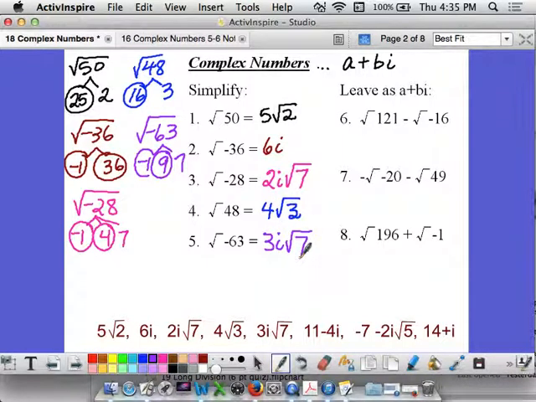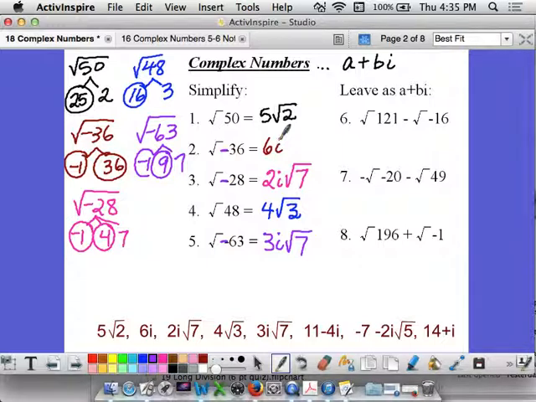Now the square root of negative 1 is i, not the cube root or the fourth root. It's got to be the square root. So if you go back and look, it's those numbers that have a negative underneath the square root sign that have the i in the answer. So kind of watch out for that and be careful.